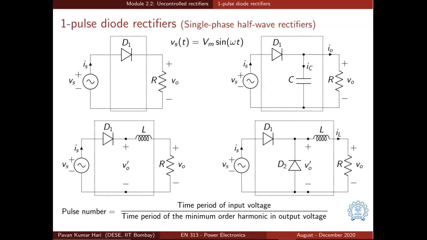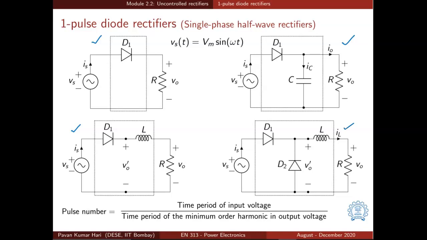So in the first circuit, the power electronic converter contains only a diode as switch and no other element. In the second circuit, there is a diode and an inductor. In the third circuit, there is a diode and a capacitor. And in the fourth circuit, shown here, there are a couple of diodes and an inductor.